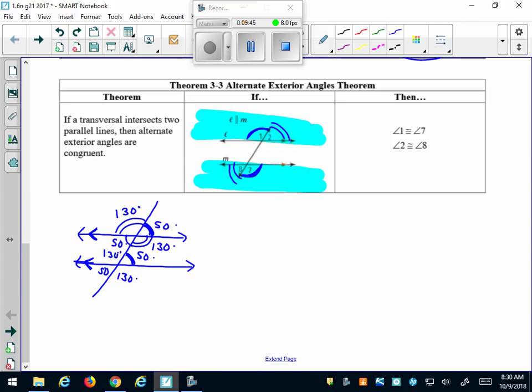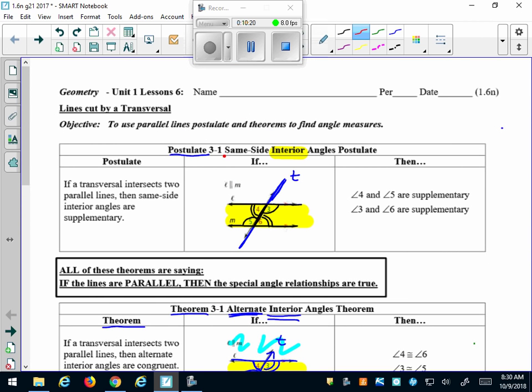And then you can see alternate exterior angles, 130 and 130, right? Corresponding angles, 50 and 50. Alternate interior angles, the Z. Let's do the Z, right? 50 and 50. So you can see all of these relationships. Same side interior angles. Same side interior angles. 130 and 50, right? Because we said same side interior angles are supplementary. I like to think of the S, right? Same side, they're going to be supplementary.